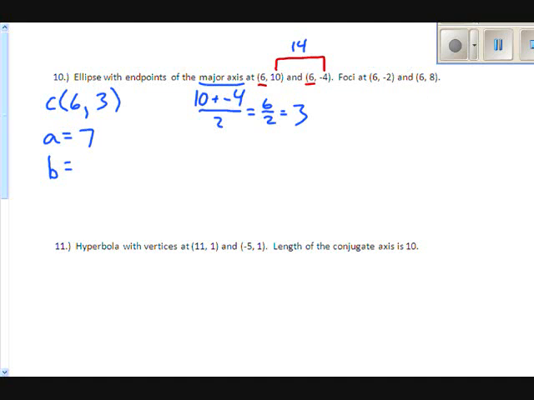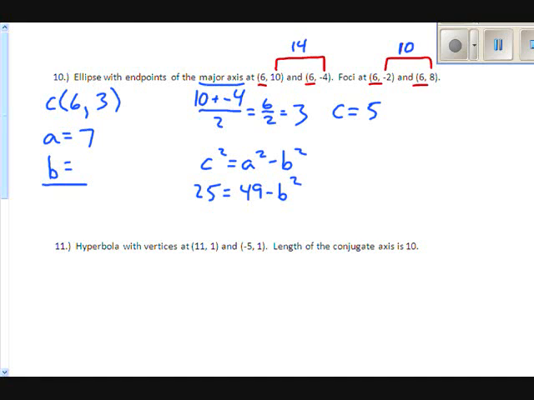I do the same thing with the foci. Since the sixes are the same, the distance from -2 to +8 is 10 units. And since that's 10 units, half of that would be 5, but that's not my b value. That's actually my c value. Remember, the major axis gives us a, the minor axis gives us b, the foci give us c. And now I've got that fancy little equation, c squared equals a squared minus b squared. So I've got 25 equals 49 minus b squared, and I've got to solve for b. So I'm going to subtract the 49 from each side.